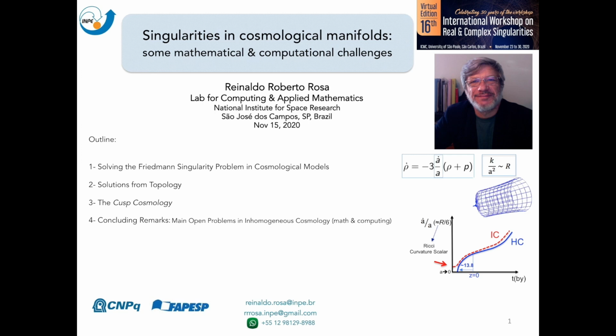Redshift 0 is the universe today. And two examples of inhomogeneous cosmologies are the bouncy and the cusp-like models. In a more technical sense, we will talk about the singularity problems in inhomogeneous cosmology. And to achieve this goal, the outline of this talk is split into those four subjects.